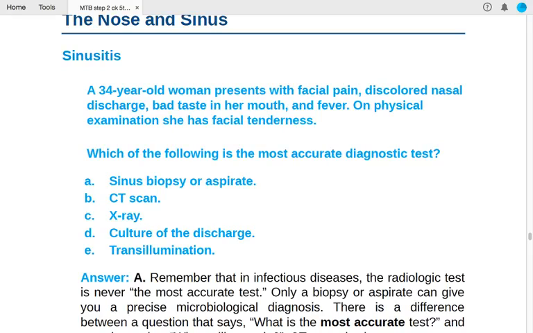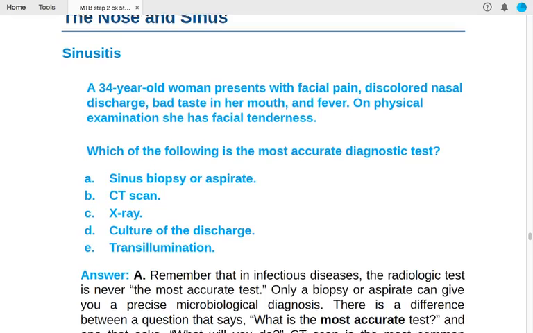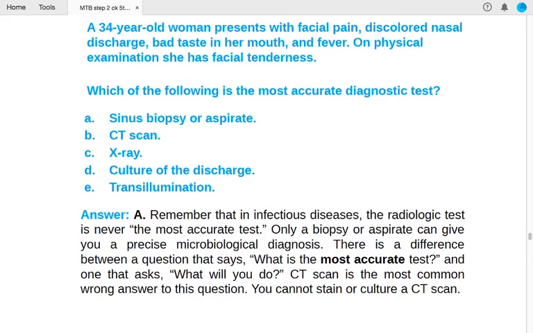This is a case of sinusitis, so we'll go for the sinus biopsy or aspirate. So sinus biopsy or aspirate is considered to be the most accurate diagnostic test for sinusitis. Now remember that in infectious diseases the radiology test is never the most accurate test. Only a biopsy or aspirate can give you a precise microbiological diagnosis. There is a difference between a question that says what is the most accurate test and one that asks what will you do. CT scan is the most common wrong answer to this question.